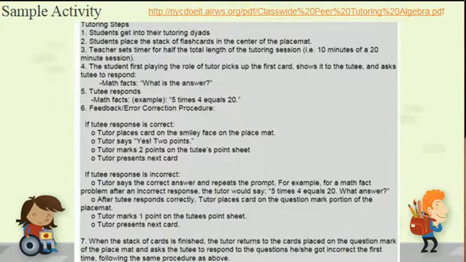I would like to bring this presentation to a close by showing you an example CWPT lesson.